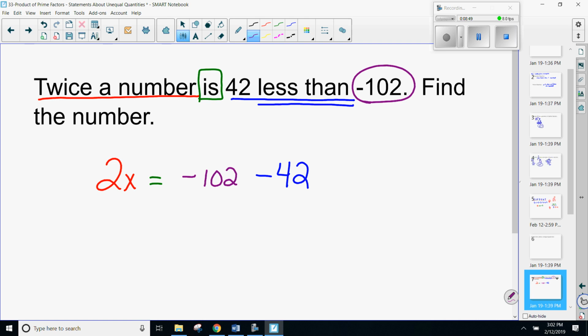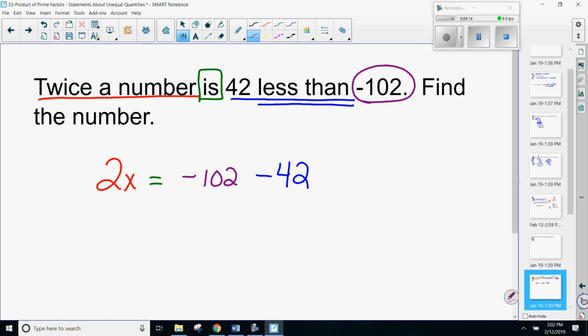If I tell you your age is 20 years less than my age, you wouldn't take 20 and then subtract my age from it, would you? Because you would be negative. So you don't do that. So that less than or greater than, always write it off to the side and put the value after it in front of it, or you're going to get an incorrect answer.